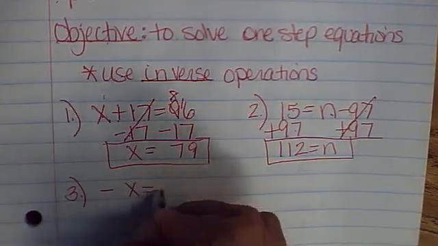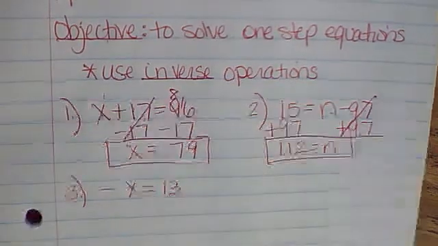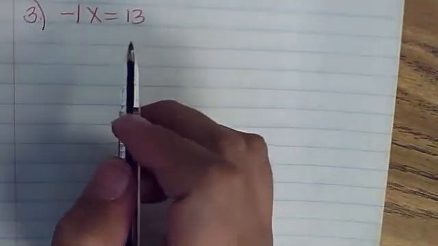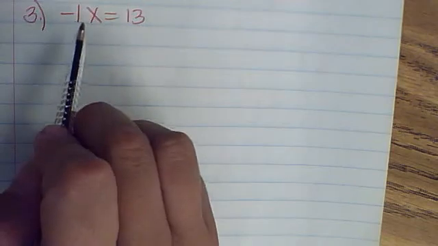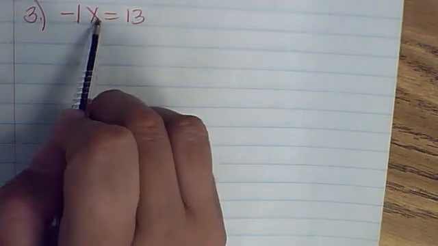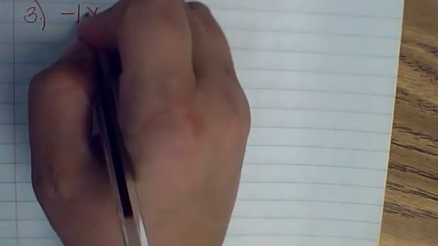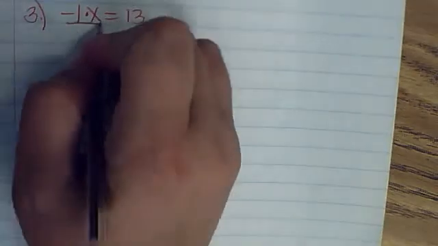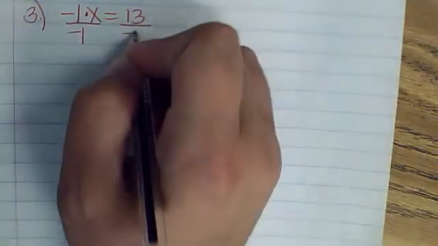Number 3, negative x equals 13. Now when I look at that negative x equals 13, there's no number there, so I put a 1. Now between that negative 1 and the x, there's an invisible multiply sign. Remember when there's a number and a letter side by side, it's multiply. So I'm going to stick a little dot in there to help us remember. So if negative 1 is being multiplied by x, the opposite is divide. So I write divide by negative 1, divide by negative 1.